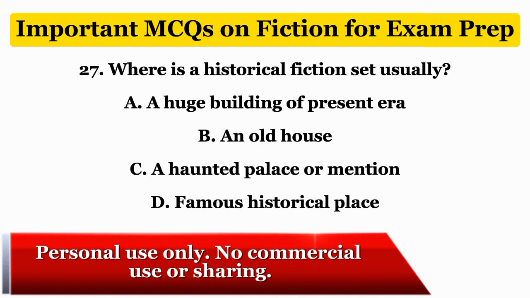Where is a historical fiction set usually? A. A huge building of present era. B. An old house. C. A haunted palace or mansion. D. Famous historical place. The correct option is D. Famous historical place. Historical fiction is set usually in a famous historical place.